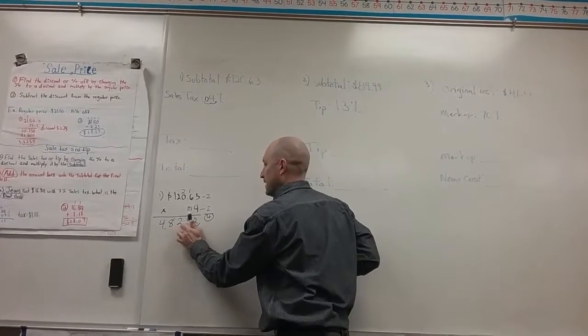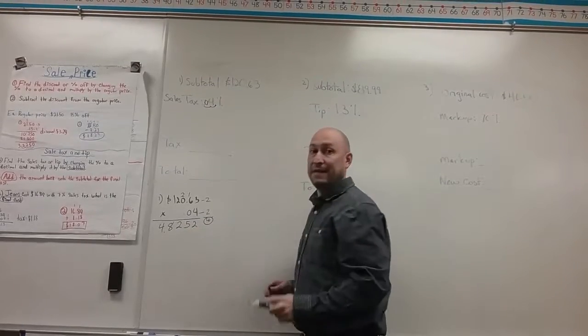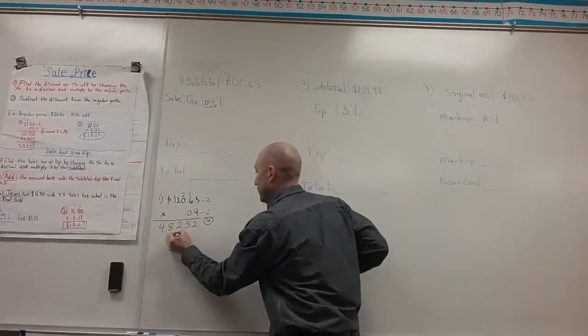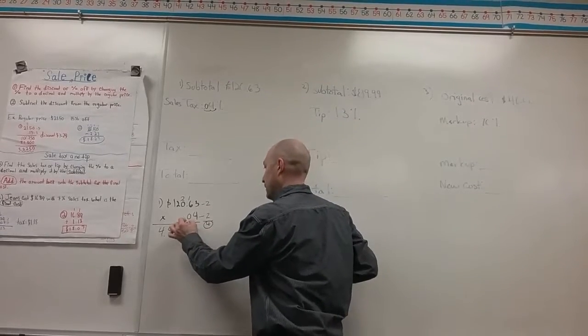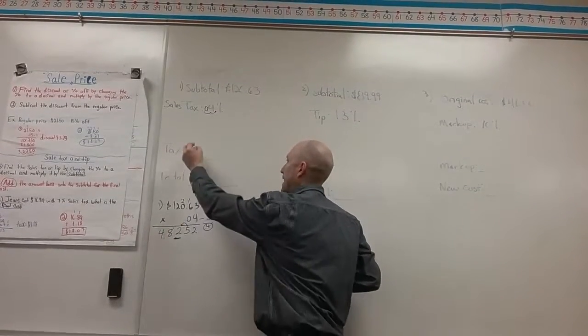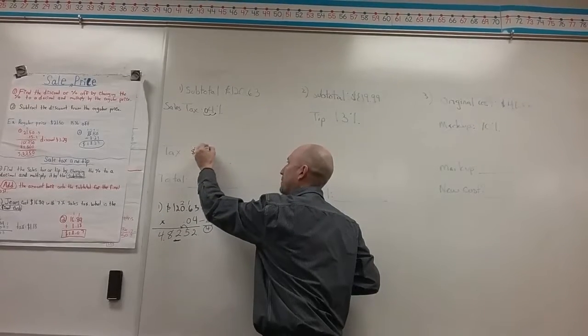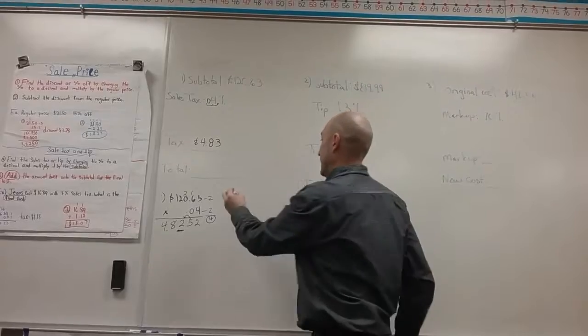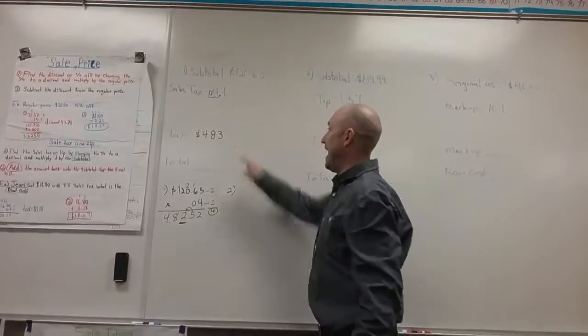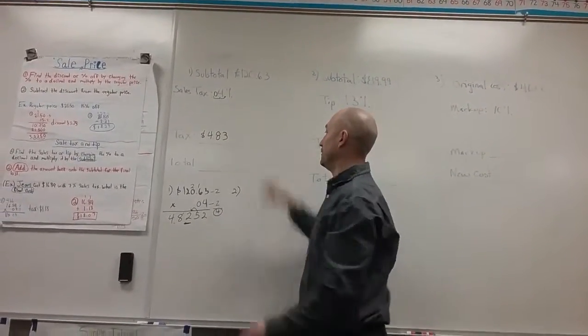My smallest denomination of money is a penny, and that's the hundredths place, so that's the place I want to round to. I'm 5 or above, so that's telling me to round it up. So my amount of tax that's going to get put back on is $4.83. My second step and final step is to add the tax amount back onto the original subtotal.